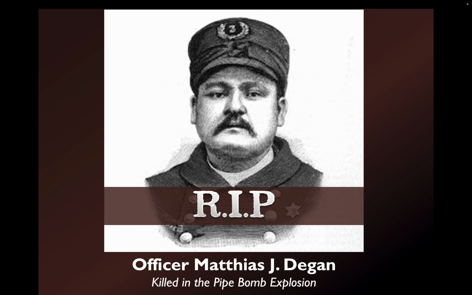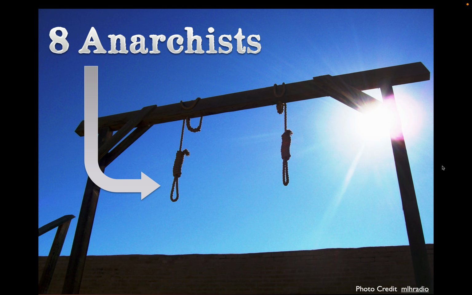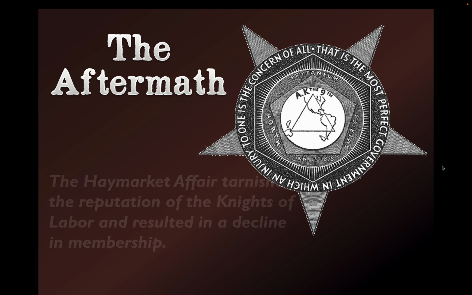They put this in the newspaper. They plastered this all over the place, to make sure that the labor unions were not liked by the public. So after this, public opinion equated labor unions with communism, with socialism, with anarchism, with all the craziness and violence. The 8 anarchists that were involved in the pipe bombing, or allegedly involved with it, were hanged publicly.